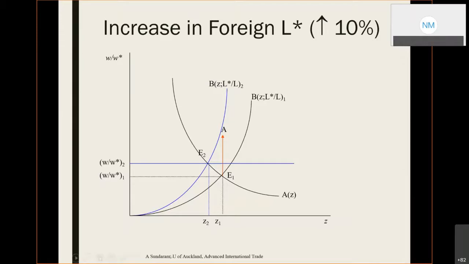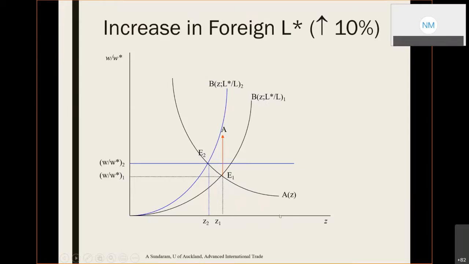What does that mean? That means a lot fewer products are going to be produced in India now. So it's only 0 to Z2 that's being produced in India. Z2 to Z1 is where the change happens. So earlier, India was producing these products, but now it's going to be produced by China. Okay? And everything to the right of Z1 is still being produced by China.